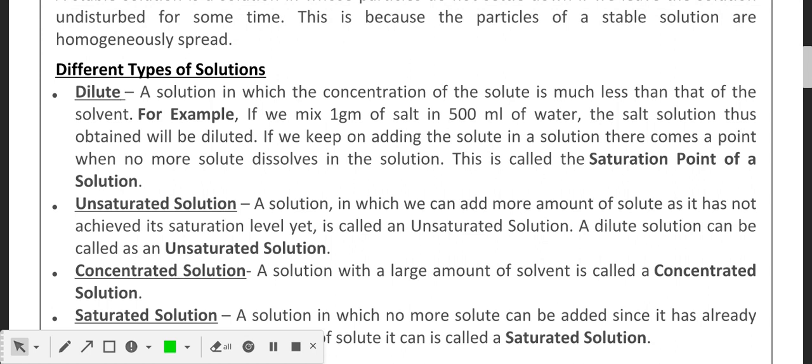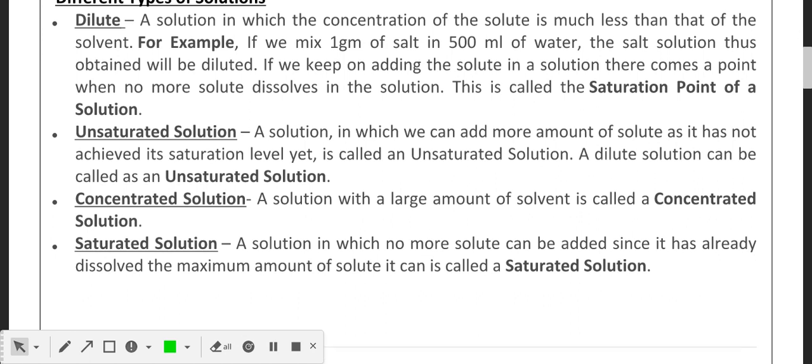Now, unsaturated solution. A solution in which we can add more amount of solute as it has not achieved its saturation level yet. So I'm repeating again, a solution in which we can add more amount of solute as it has not achieved its saturation level yet. मतलब ऐसा solution जिसमें अभी हम और solute dissolve कर सकते हैं, that is known as unsaturated solution. A dilute solution can be called as unsaturated solution, right?